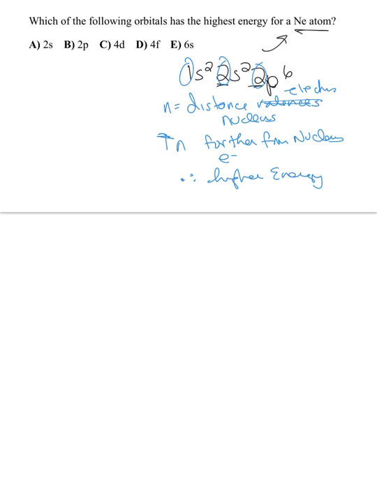So for the orbitals, you also have the energy slides. A p orbital will have a higher energy than an s orbital. So the highest would be these last ones that you write, and that would be B.